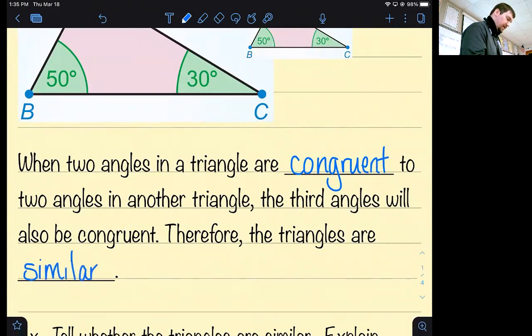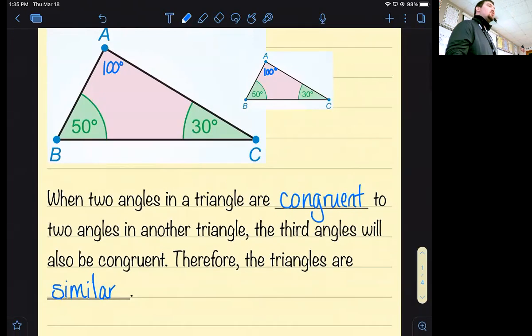And we know similar means same shape, but a different size. Same shape, but different size. And remember, in similar shapes, all the corresponding angles are congruent. All the corresponding sides are what?